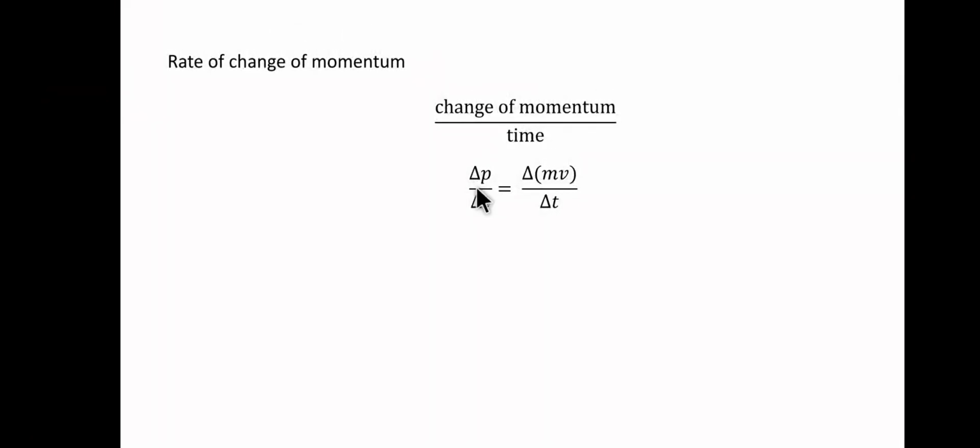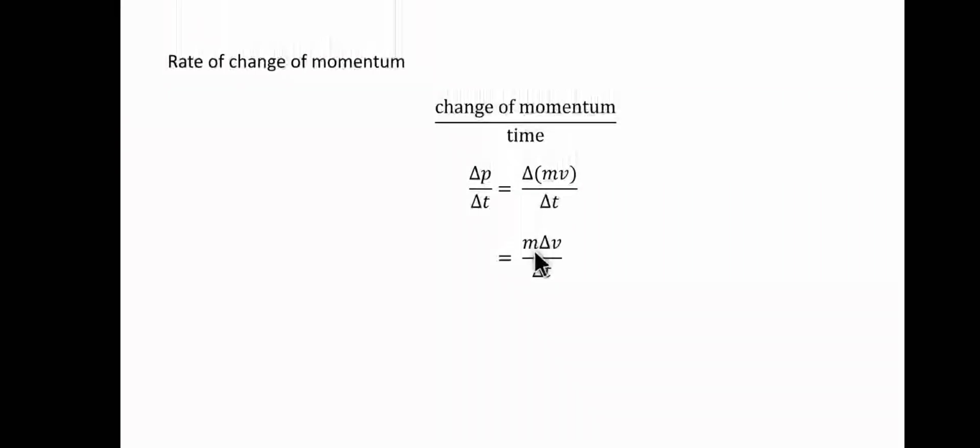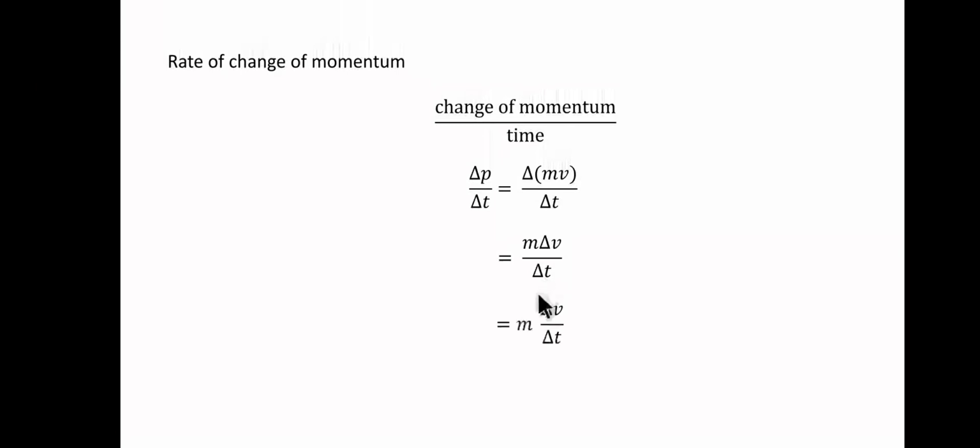So this is momentum with respect to time. So this is also momentum with respect to time. Now since mass cannot be changed, as we have said earlier, mass remains constant, but delta v, that is the change in velocity, takes place with respect to time. So m into delta v by delta t can be written as m into delta v by delta t.